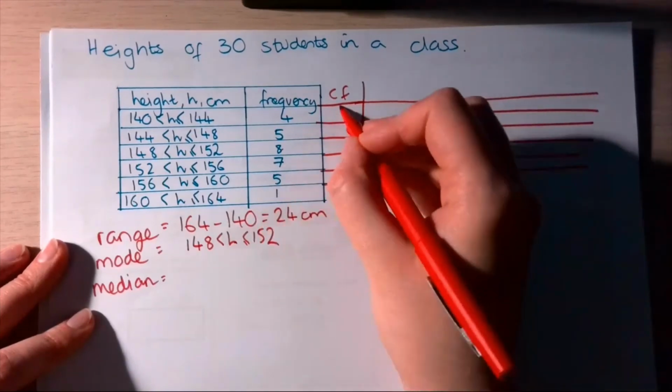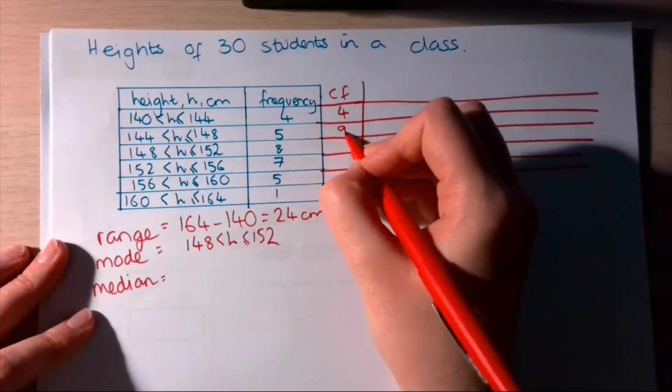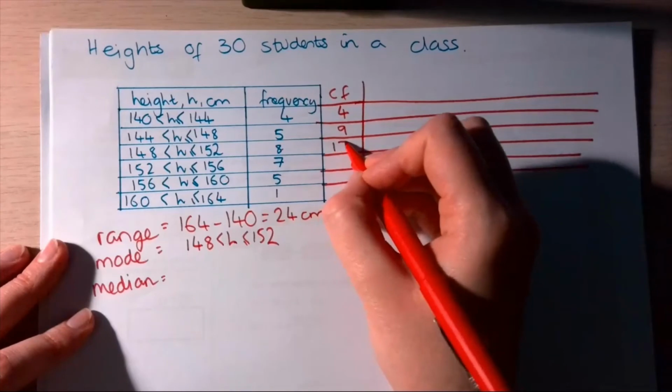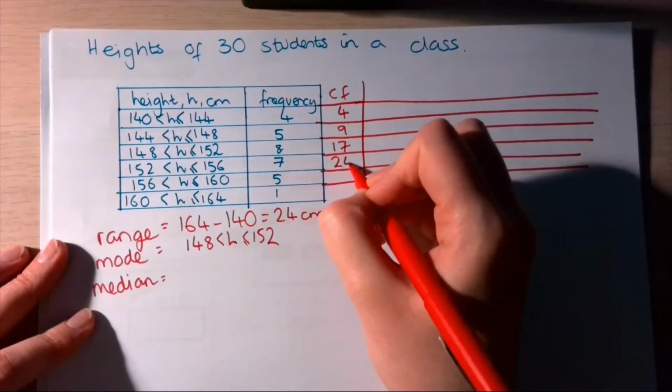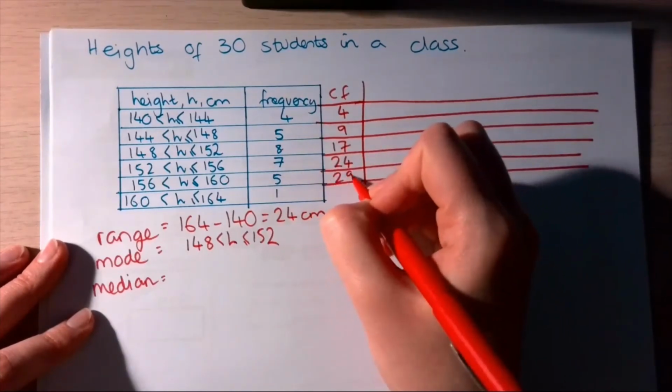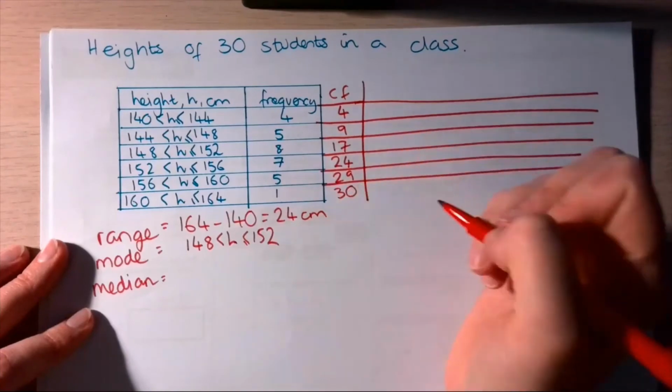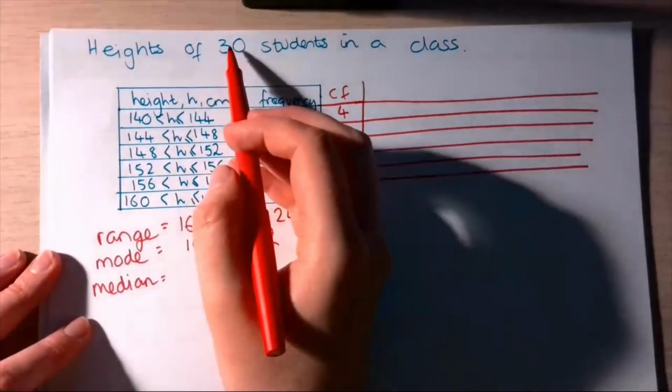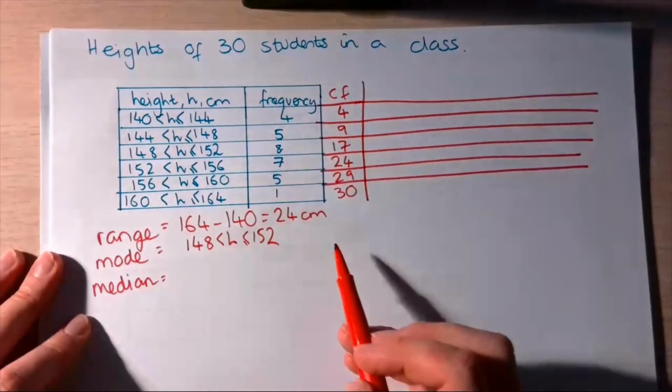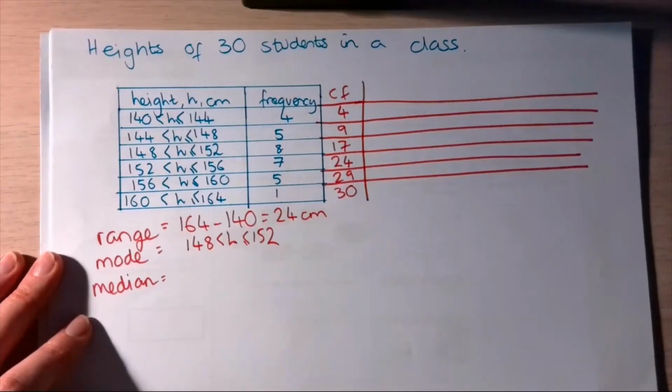Okay then, so we've got 4, 9, 17, 24, 29 and 30. And it's quite reassuring because you are told there are 30 students in the class. So it's quite nice to know something's working because we've got the right number here.